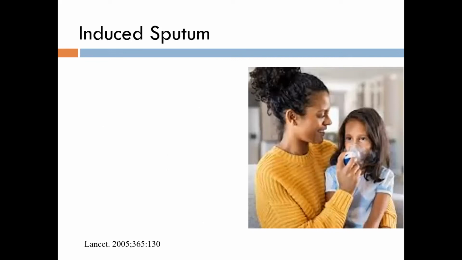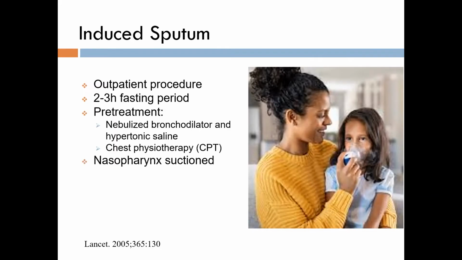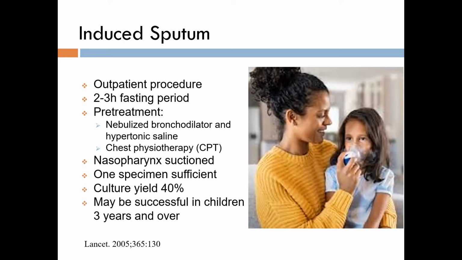Another way to collect specimens is through induced sputums. This is recommended for children around 3 or over. This is an outpatient procedure. Also, fasting is recommended for a few hours before the procedure. And you want to give the child nebulized hypertonic saline and then suction the nasopharyngeal area. One specimen in this study was sufficient with a yield of around 40% on culture, although I've seen other studies with a lower yield. And this can be done in kids 3 and over.